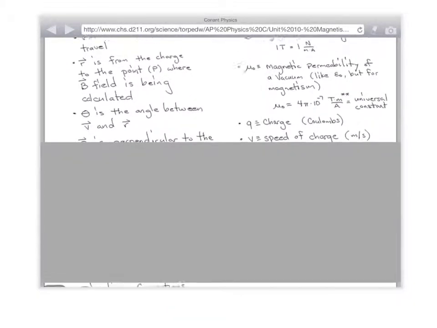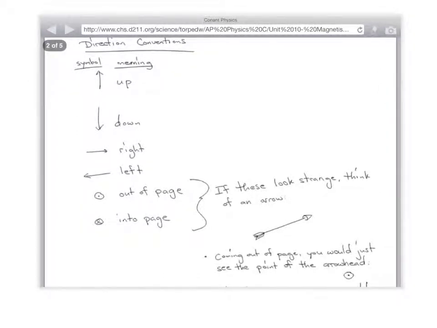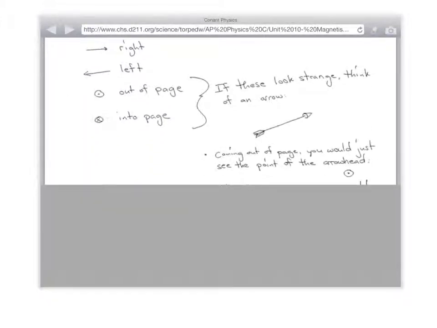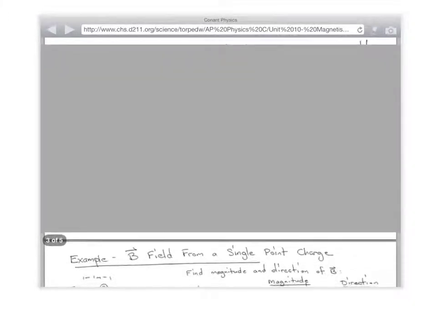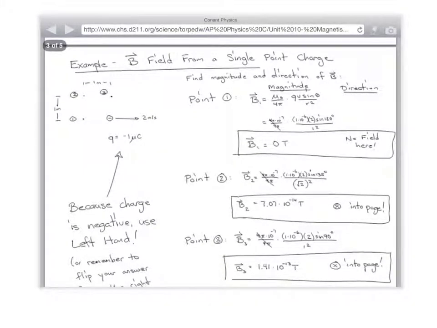Okay, direction conventions. You know what these symbols mean, right? Up, down, left, right, into the page, out of the page. You had to do that on your homework yesterday. And it's got an explanation. All right, so here is the actual mathy stuff.